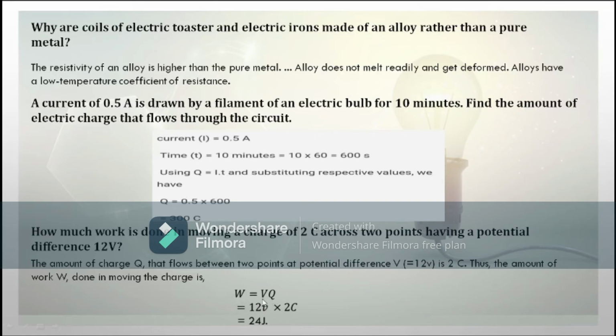The formula that we have to use is W is equal to V into Q. Here V is 12 volts and Q is 2 coulombs. 12 into 2, we get 24. That is, work done W is 24 joules. Joule is the unit of work. Therefore W is equal to 24 joules. In this manner you have to solve different problems.